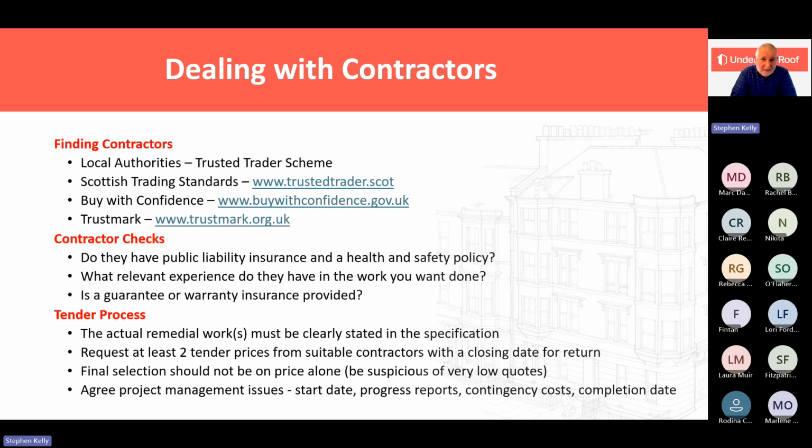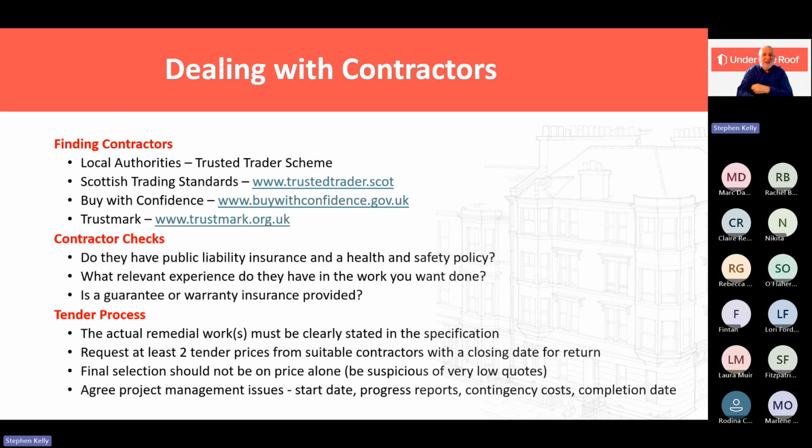If you are doing a tender, please include everything you want done in the specification. We had an inquiry a few months ago where somebody was complaining the contractor hadn't finished the job because they hadn't painted the close. And I said, did you ask me to paint the close? No, I just thought they would carry on and do it. So please make sure that if you are doing it yourself, everything's clearly stated in the specification.